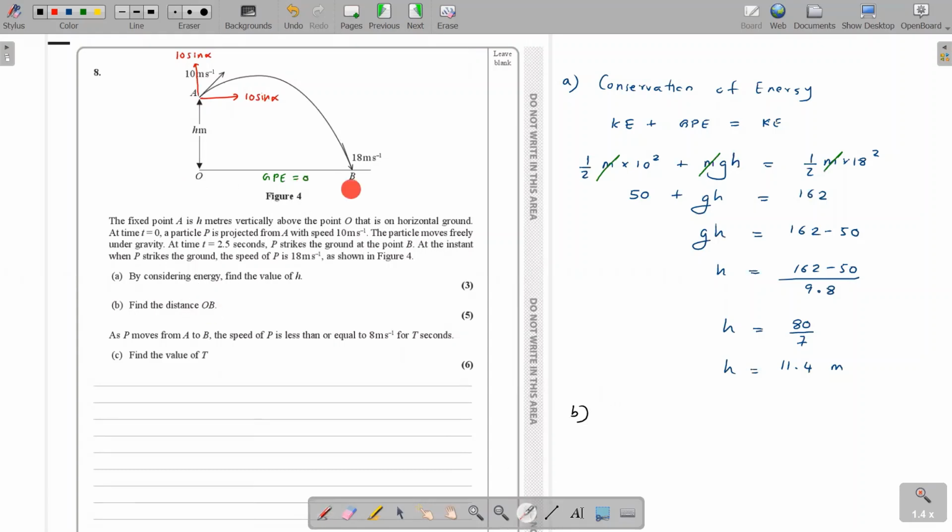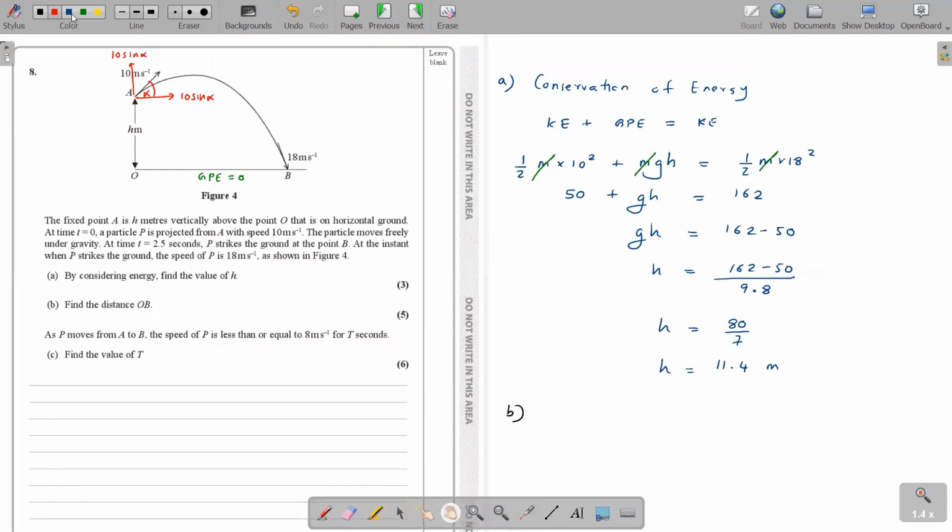OB distance is actually the horizontal distance. But before I find the horizontal distance, I need to find this angle, the projection angle here. You can take it as theta or alpha. I'll just take it as alpha. To find the horizontal distance, I'll have to use S equals UT, and to apply that I need to know the alpha value. So first we will use S equals UT plus half AT squared vertically.